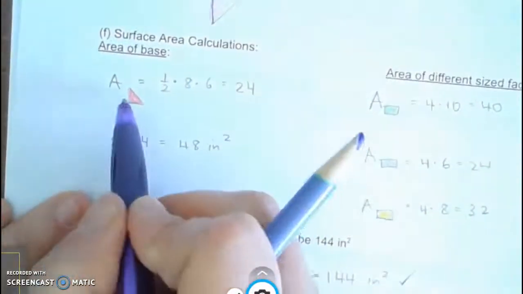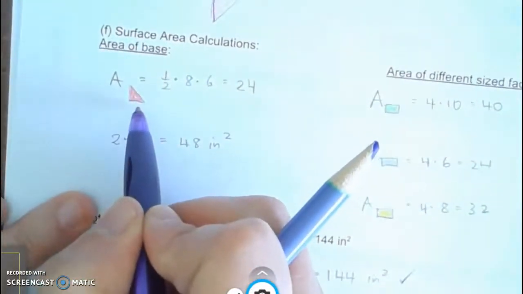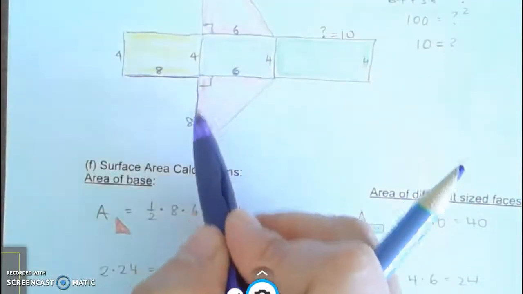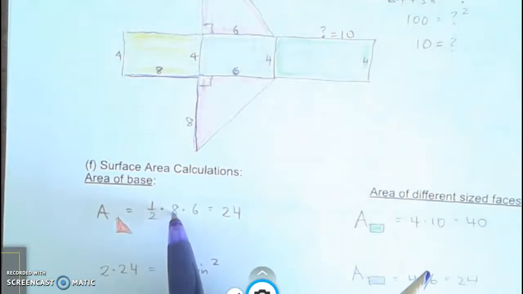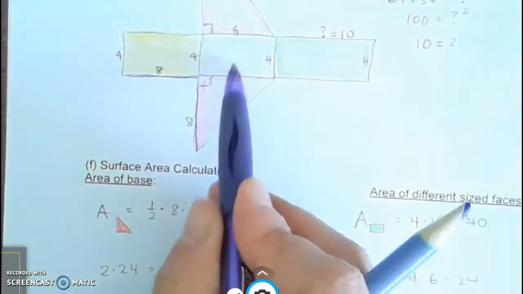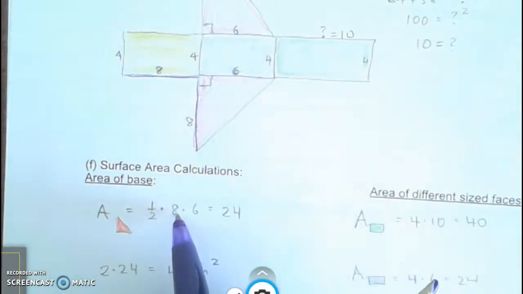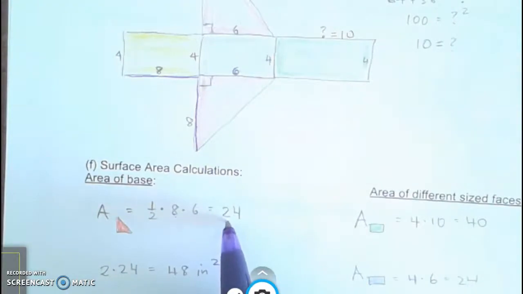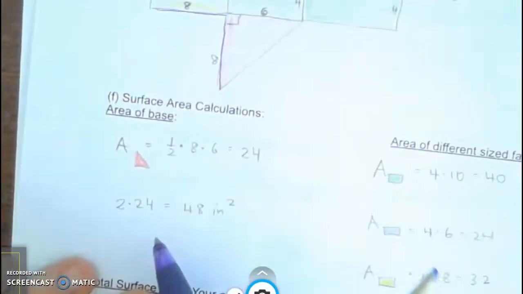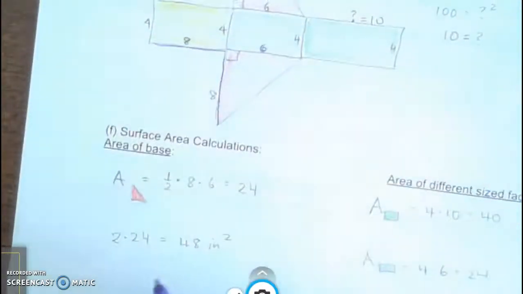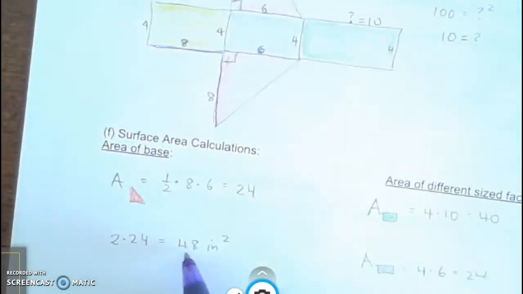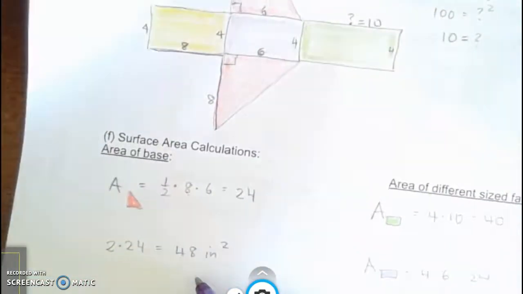Okay, then what is the surface area of the red triangle base? It is going to be half times base times height. So half times base, you can think of as 6 or 8, does not matter. 8 times 6, so that's going to be 24. But we have 2 of those red triangles, so I am going to multiply that by 2, so I get the area of the red parts to be 48 inches squared.